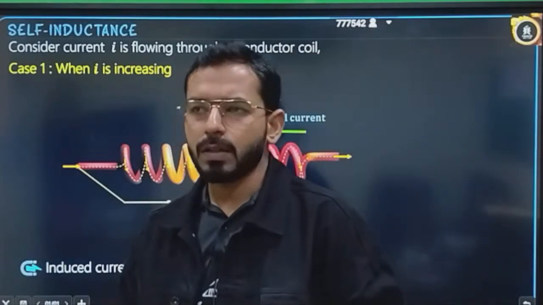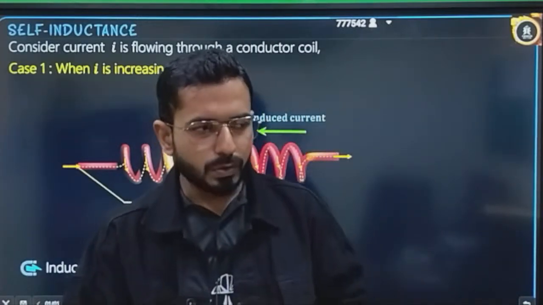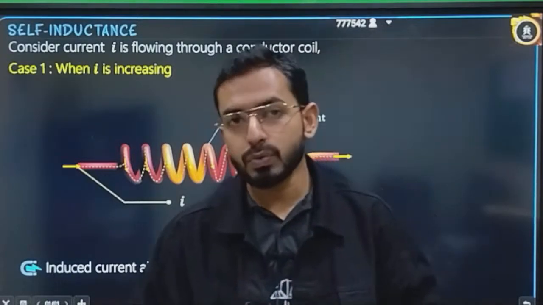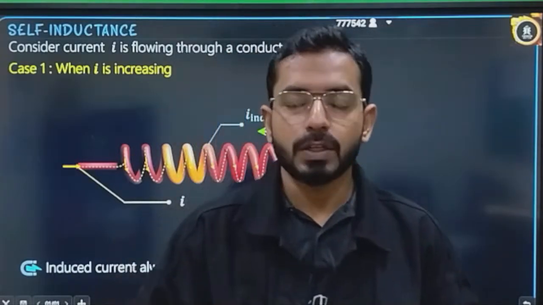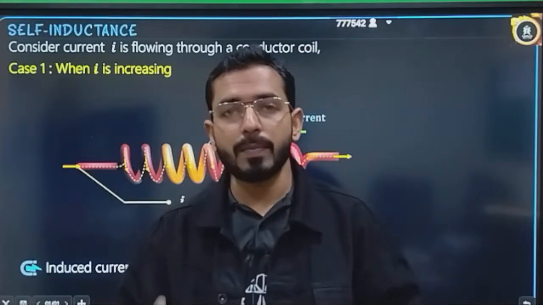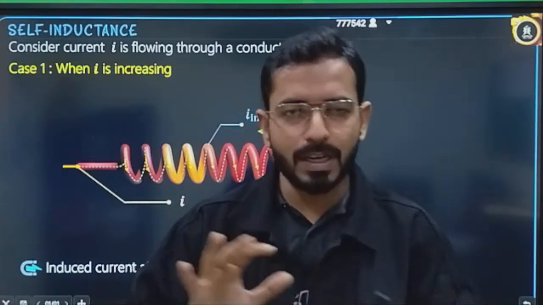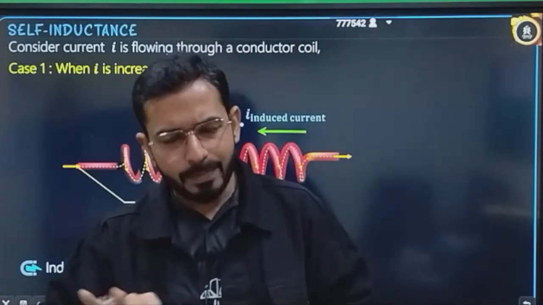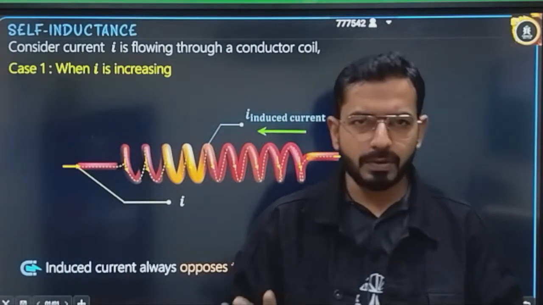Now, what is an inductor? From the past two lectures, we are again and again studying a term, that is induced. Current got induced. EMF got induced. So what is this induced? It is very much related to this topic, that is self-induction. Let's understand it again by an example of whatever we have studied.